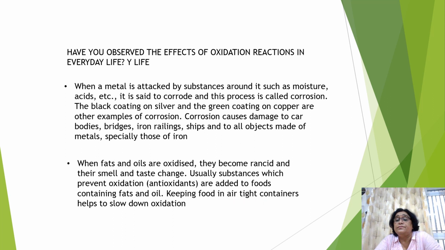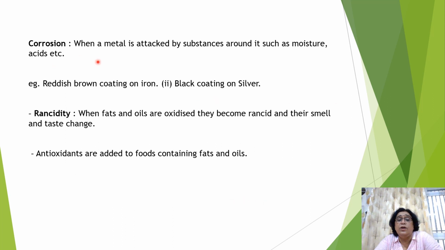Okay, now what is corrosion? When metal is attacked by substances around it, such as moisture and acids, it gets corroded. Like the reddish brown coating on iron, rust is an example of corrosion. The black coating on silver and the green coating on copper are all examples of corrosion. Then rancidity: when fats and oils are oxidized, they become rancid, and their smell and taste change. Antioxidants are added to foods containing fats and oils.